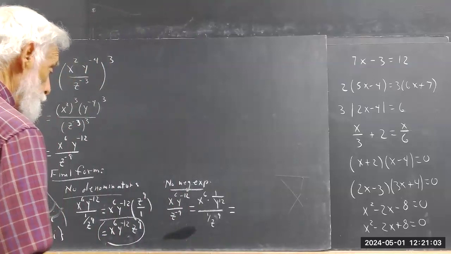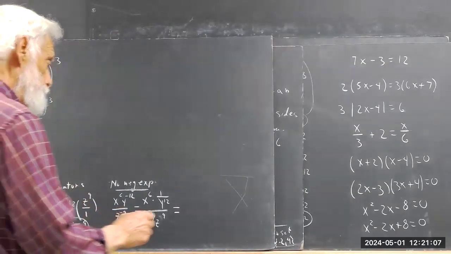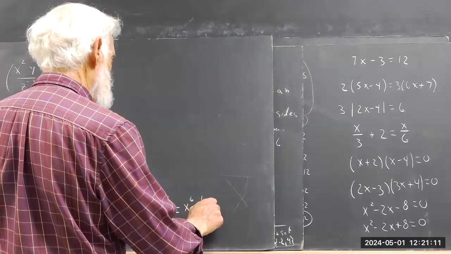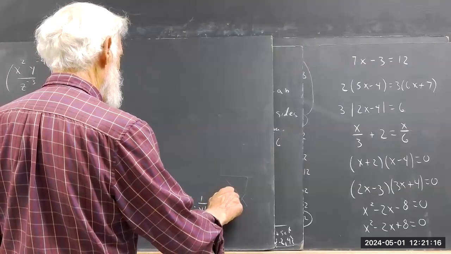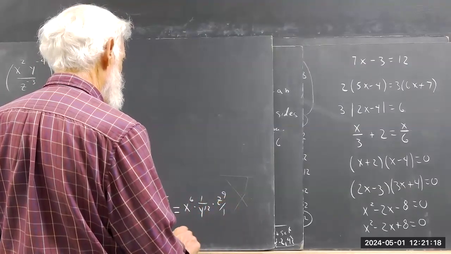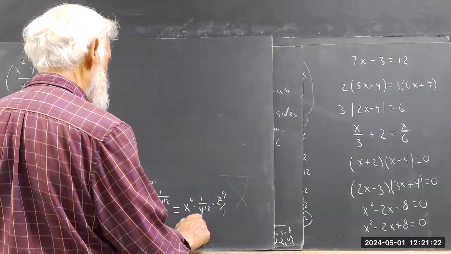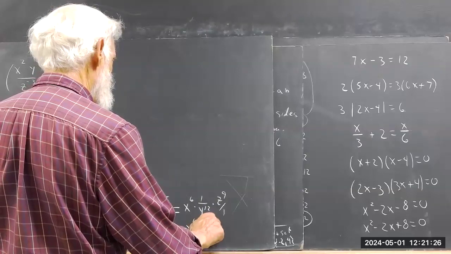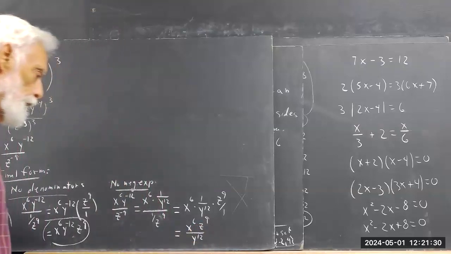Okay. That would be x to the 6th times 1 over y to the 12th times z to the 9th over 1. And that equals then x to the 6th, z to the 9th, over y to the 12th.